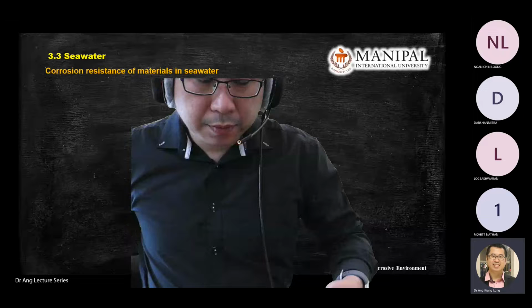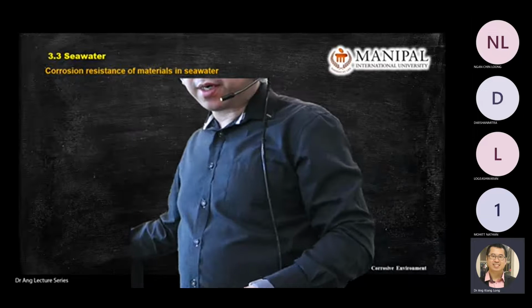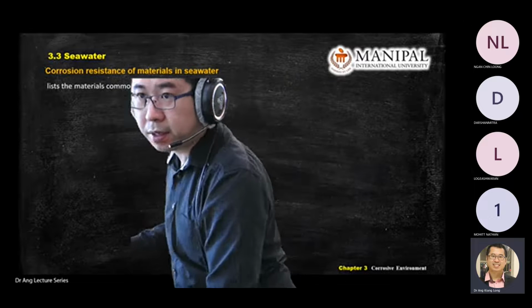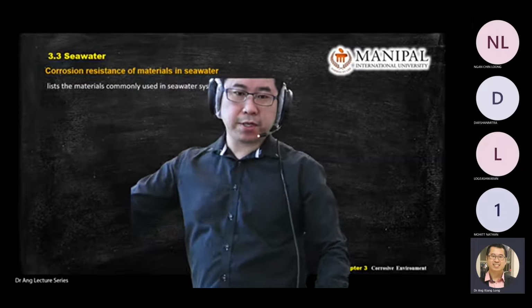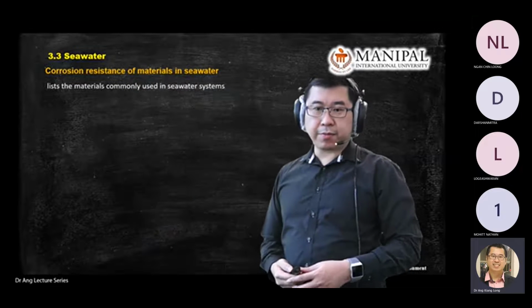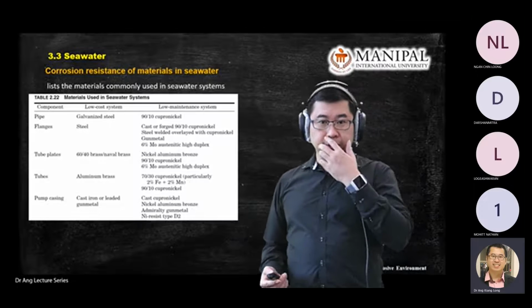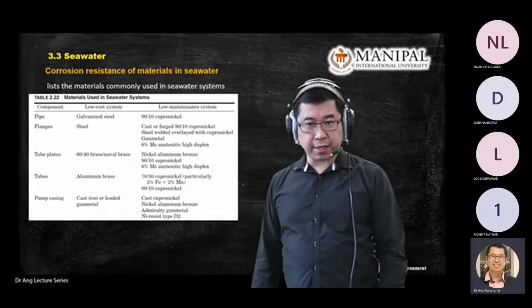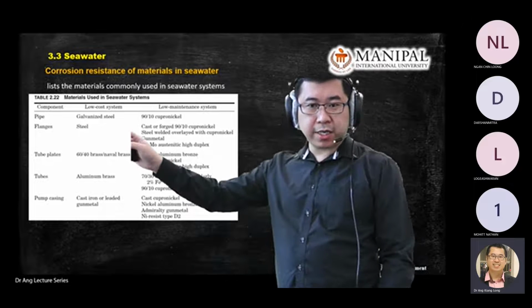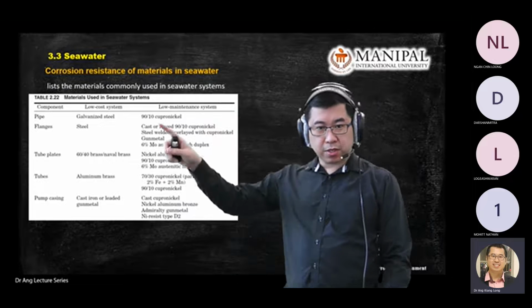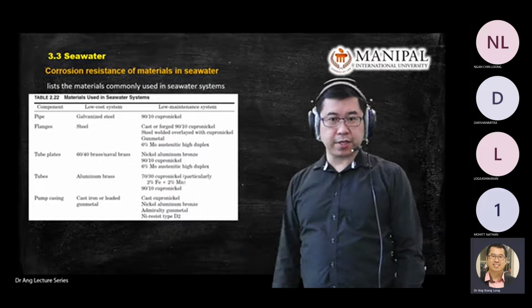Okay, just now we stopped at corrosion resistant. What I mean by corrosion resistant is things that help you to protect from corrosion. Yeah? So these are the list of materials that are commonly used in the seawater system. So you can look at this table.